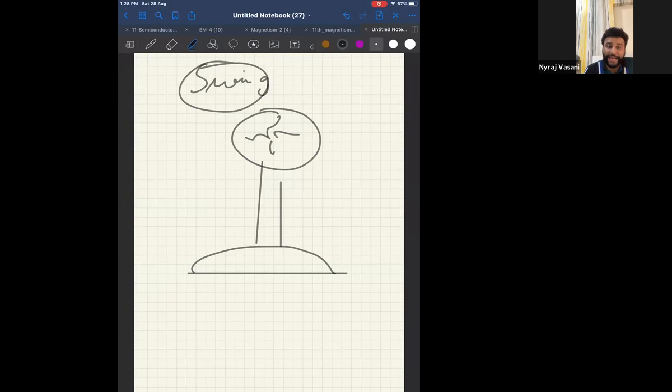Correct? So my second question to you is, what is the main difference between periodic motion and oscillatory motion? You know what is periodic motion? A motion which repeats itself in equal intervals of time. Day and night, fan, Earth around sun, all these are periodic motion. Now, what is the difference between periodic motion and oscillatory motion?